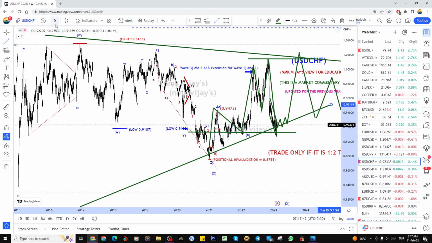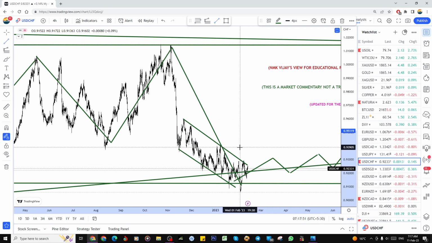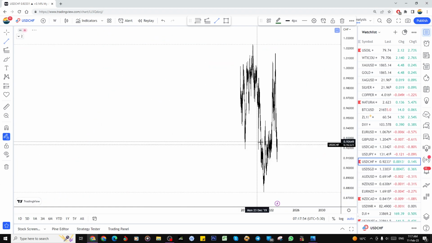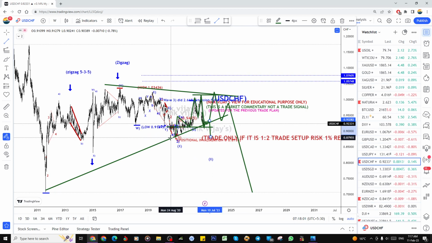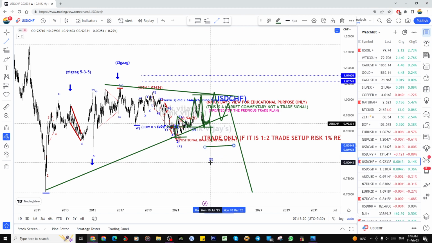So in the alternative view, if it goes like this, and if it breaks the previous low, we need to look at what kind of pattern this is. Then whether this is the W, this is the X, this is the A, this is the B, and one more C. So if it comes like this, I'm expecting another 3-wave structure.